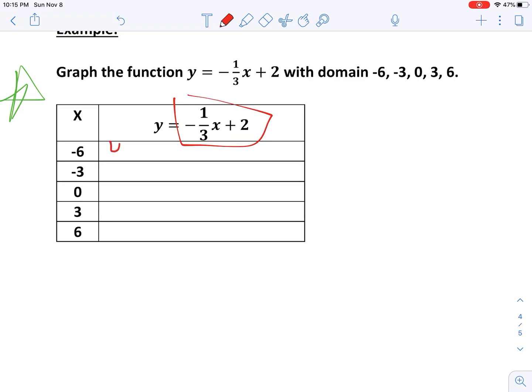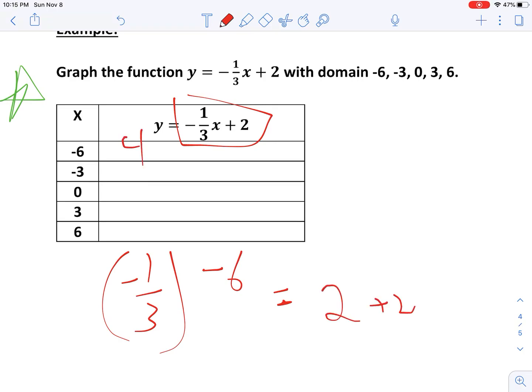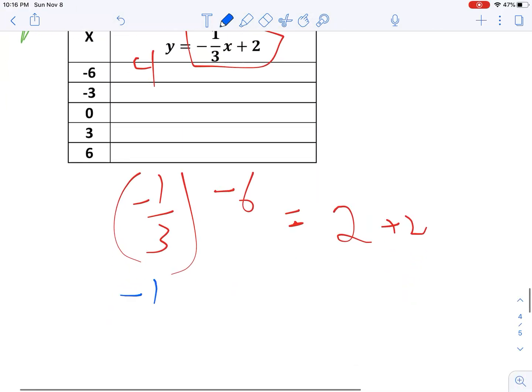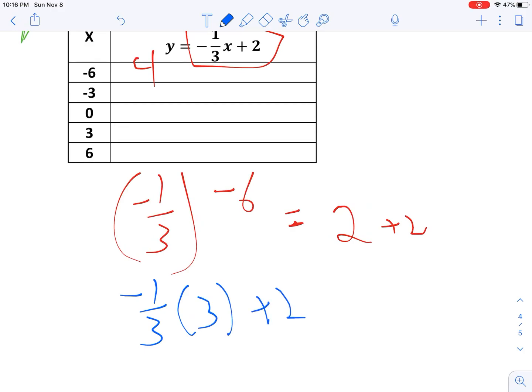All right, so when I plug -6 into this, this would give you 4. So -1/3 times 6 would give you a -2. Let's see, I didn't get that wrong. -1/3 times -6 would give you 2 plus 2, yeah, would give you 4. Okay. If we plug in -3, so -1/3 times -3 plus 2, this would give you +1, this would give you 3.